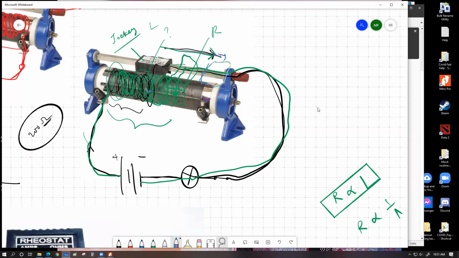Maximum resistance. And that is 200 ohms.